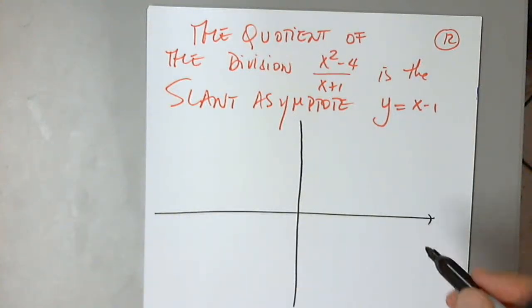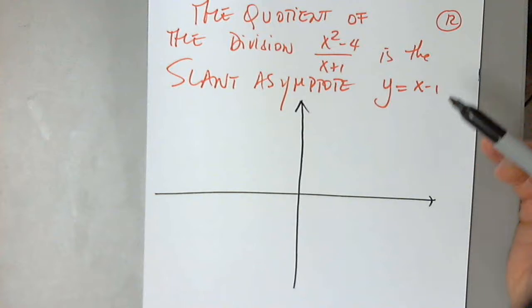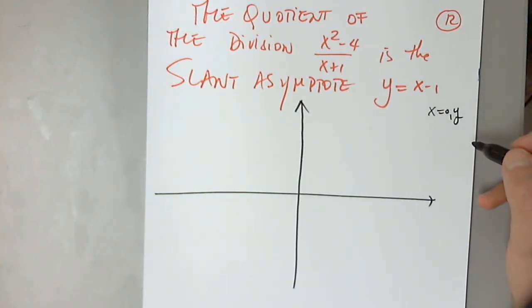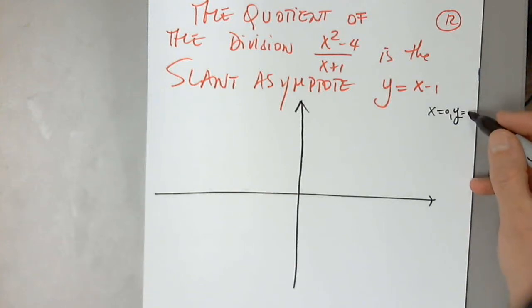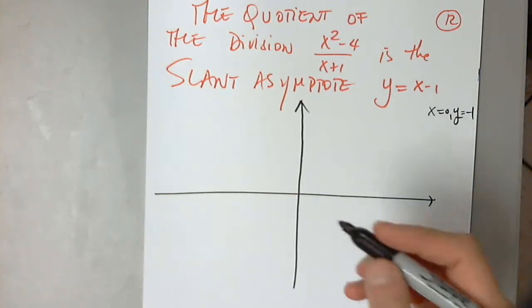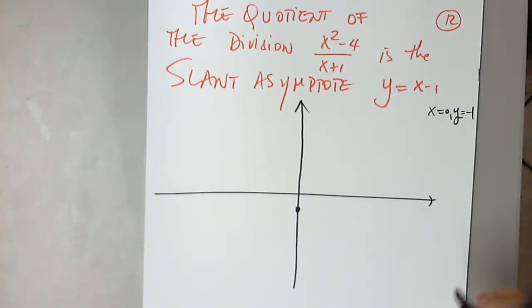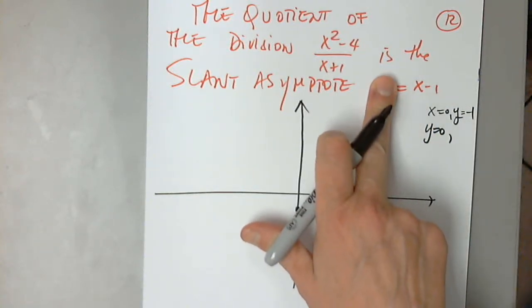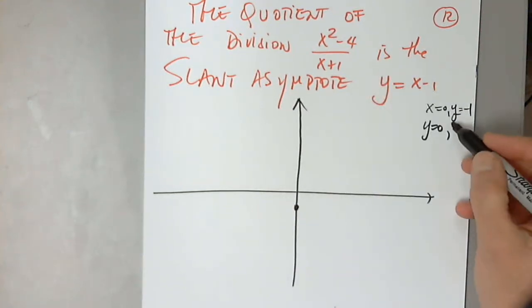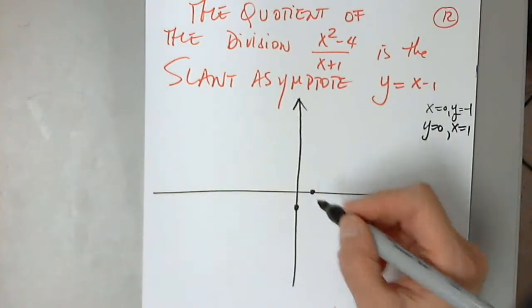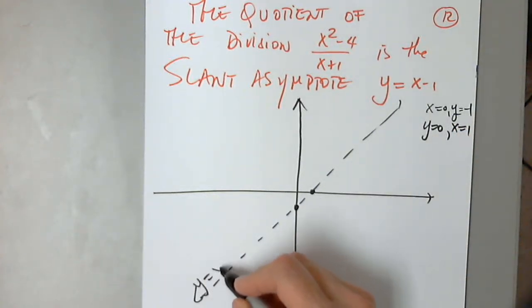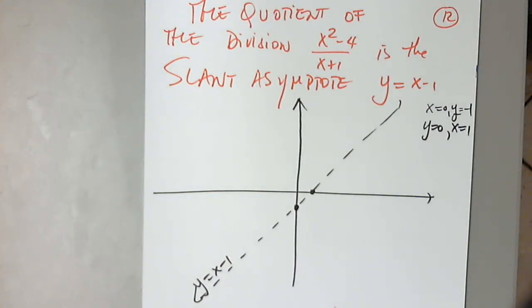So, give me 2 points for y equals x minus 1. Of course, when x is 0, how much is y? Negative 1. So 0, negative 1 is this point. And when y is 0, how much is x? 1. So 1 comma 0. So this is y equals x minus 1, the slant asymptote, and it has to be graphed.